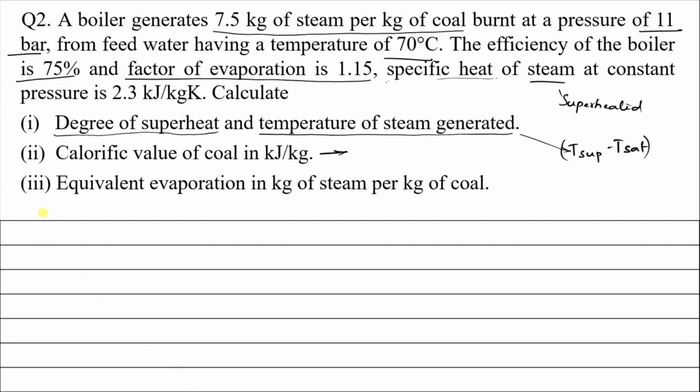So let us first note down the parameters which are given. Firstly, I am given 7.5 kg of steam per kg of coal. When we discussed the previous problem, we had it given as the evaporation rate. That is also one of the performance parameters. The more steam generated per kg of coal, the higher the boiler's efficiency. So the evaporation rate is there.